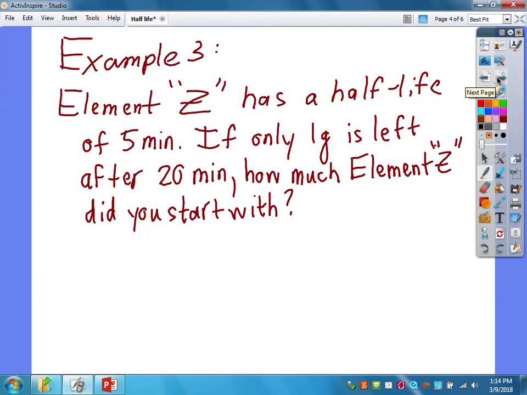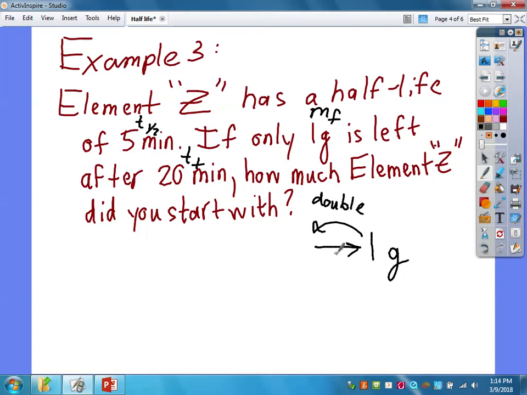Element Z has a half-life of 5 minutes. If only 1 gram is left after 20 minutes, how much element Z did you start with? For this one, they give you the half-life right away, the final mass, and the total time. Sometimes people think this one is more difficult because they don't know what they start with. But what you're doing is starting at the end. I'm at 1 gram at the very end, so I need to figure out how many times I need to go backwards, how many times I need to double. Because each time I went this way, I halved it. If I want to go back, I double.